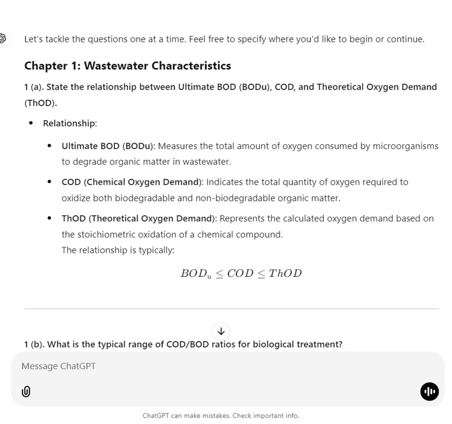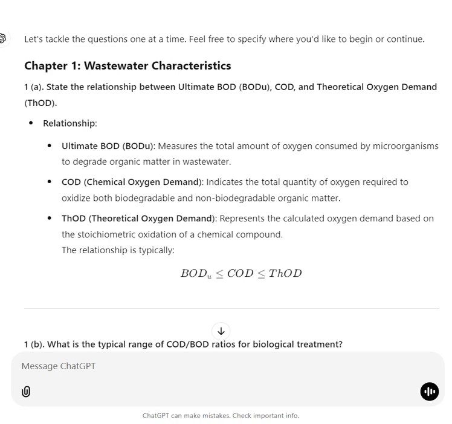COD, chemical oxygen demand, indicates the total quantity of oxygen required to oxidize both biodegradable and non-biodegradable organic matter. TOD, theoretical oxygen demand, represents the calculated oxygen demand based on the stoichiometric oxidation of a chemical compound. The relationship is typically BODU < COD < TOD.